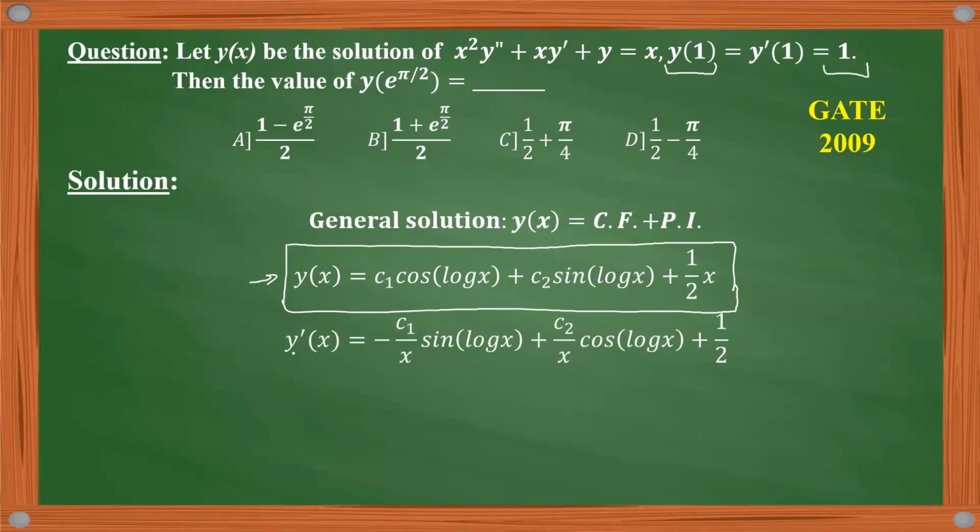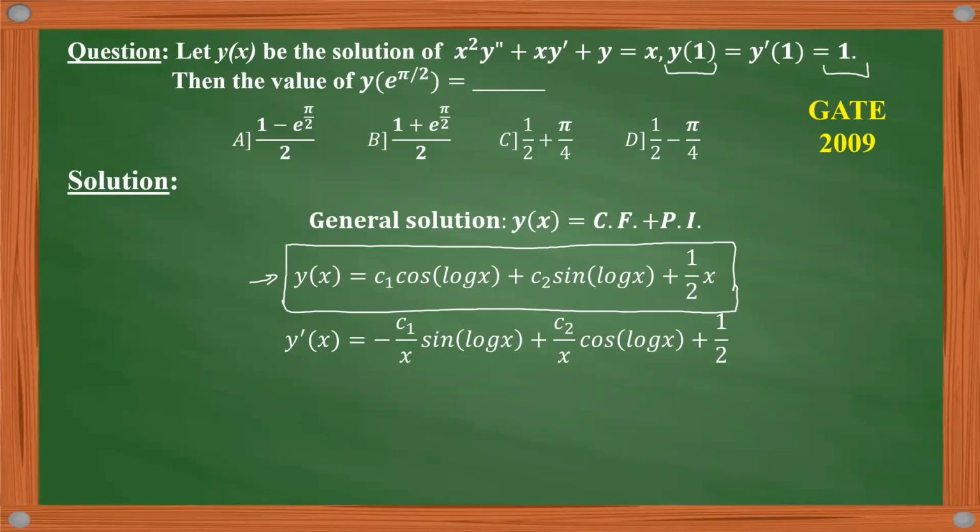Okay, so before going to this, to use this first condition, we will just take the derivative of our solution. So it will be y dash x is equal to minus c1. The derivative of cos log x is sin log x, and again the derivative of log x is 1 upon x. Again differentiate this term, c2 is constant. So the differentiation of sin log x is cos log x into 1 upon x, and the differentiation of 1 by 2x is simply 1 upon 2.